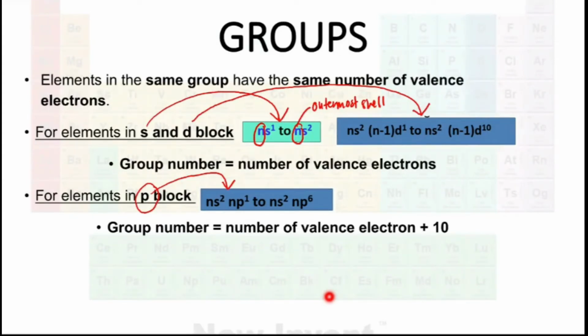So what you see here: for elements in the s and d blocks, the group number is equal to the number of valence electrons. For the p block, the group number is equal to the number of valence electrons plus 10.